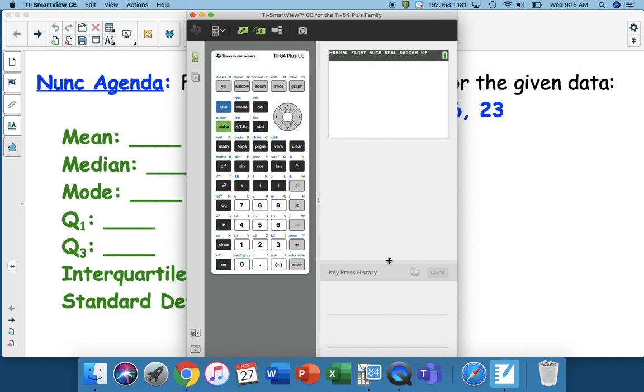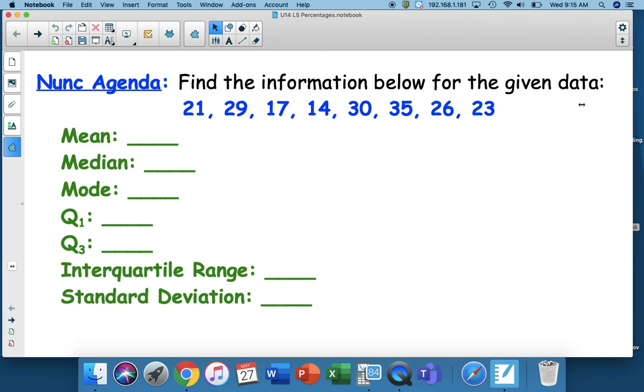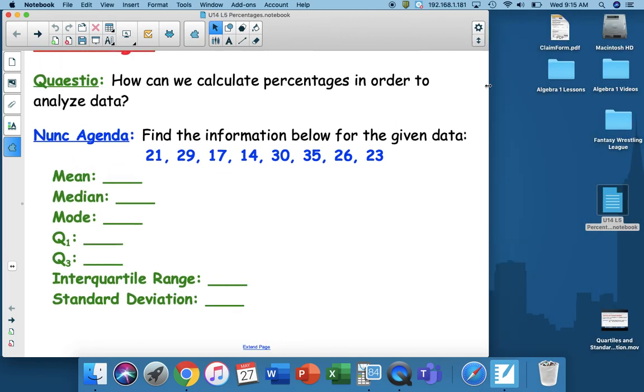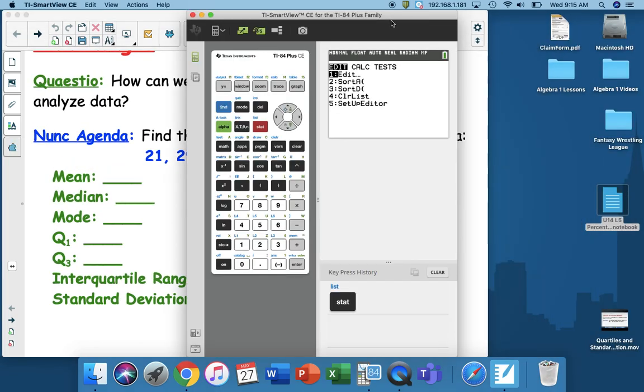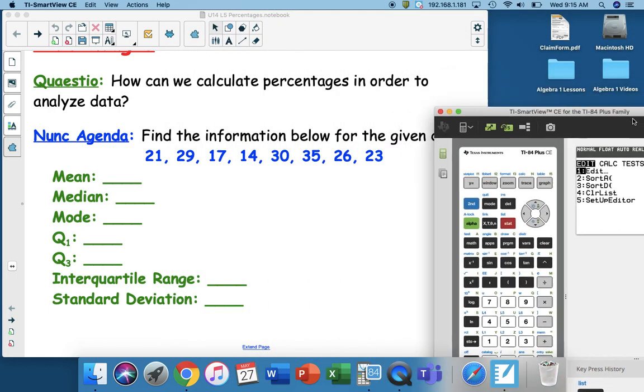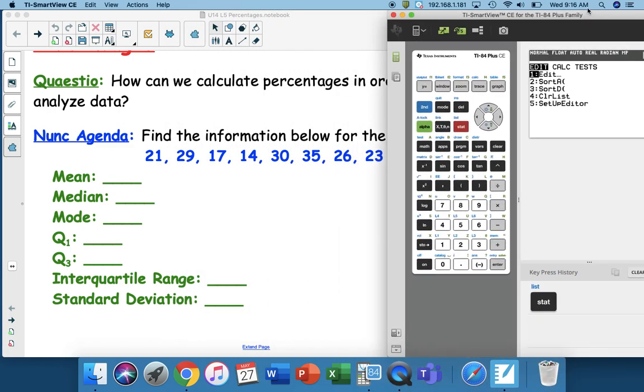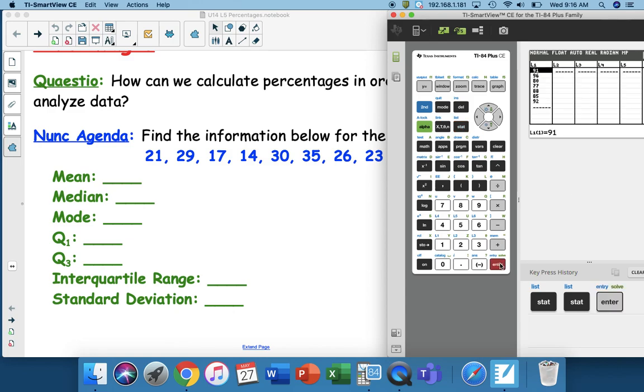All right. So remember how we do this? We go to our stat. I'm gonna make this a little bit smaller just so I can fit the calculator there. It won't be the whole lesson. Don't worry. So we go to stat, go to edit. If you have anything there from the other lesson, clear it out.